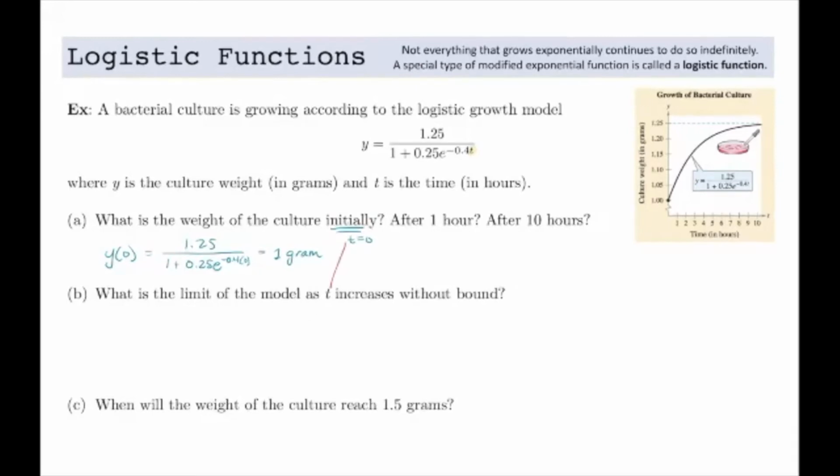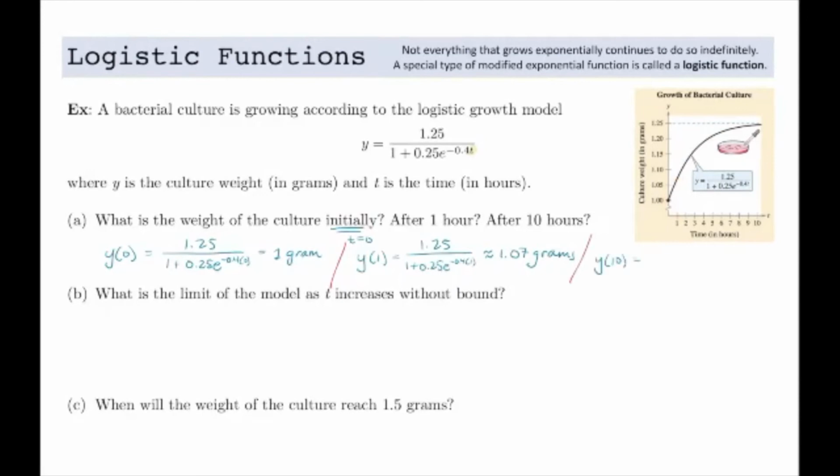Okay, after 1 hour, we'll do y of 1. So that'll be 1.25 over 1 plus 0.25 e to the negative 0.4 times 1, and that comes out to be about 1.07 grams. So it's growing, but not a whole lot in only 1 hour. Here's a graph of this function. We've only got it starting at t equals 0 because t is measuring time. Initially, we have 1 gram, and after 1 hour, it's a little bit above 1.05, so right here, 1.07.